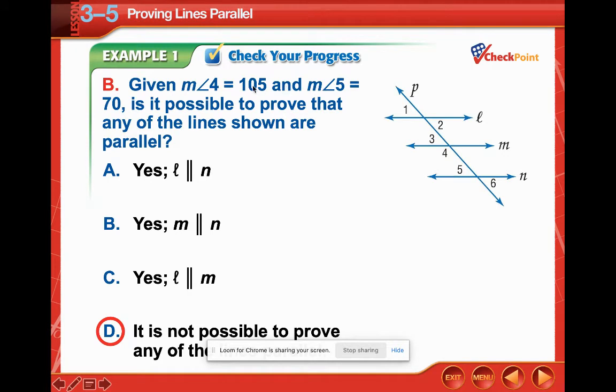So if you look at this, you say 105 and 70. They're consecutive interior angles, right? So they would have to be supplementary. If you have 105 and 70, do you get 180? No, you get 175. That's tricky. So you get 175, which means they're not supplementary, which means these lines are non-parallel. They lose.